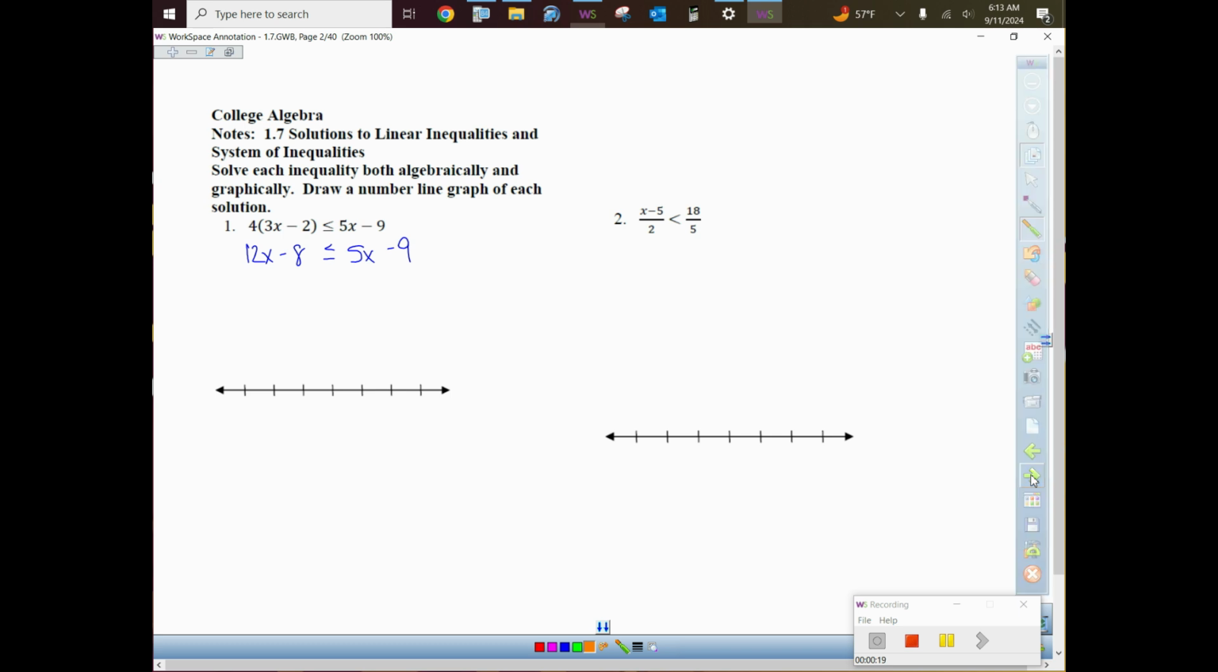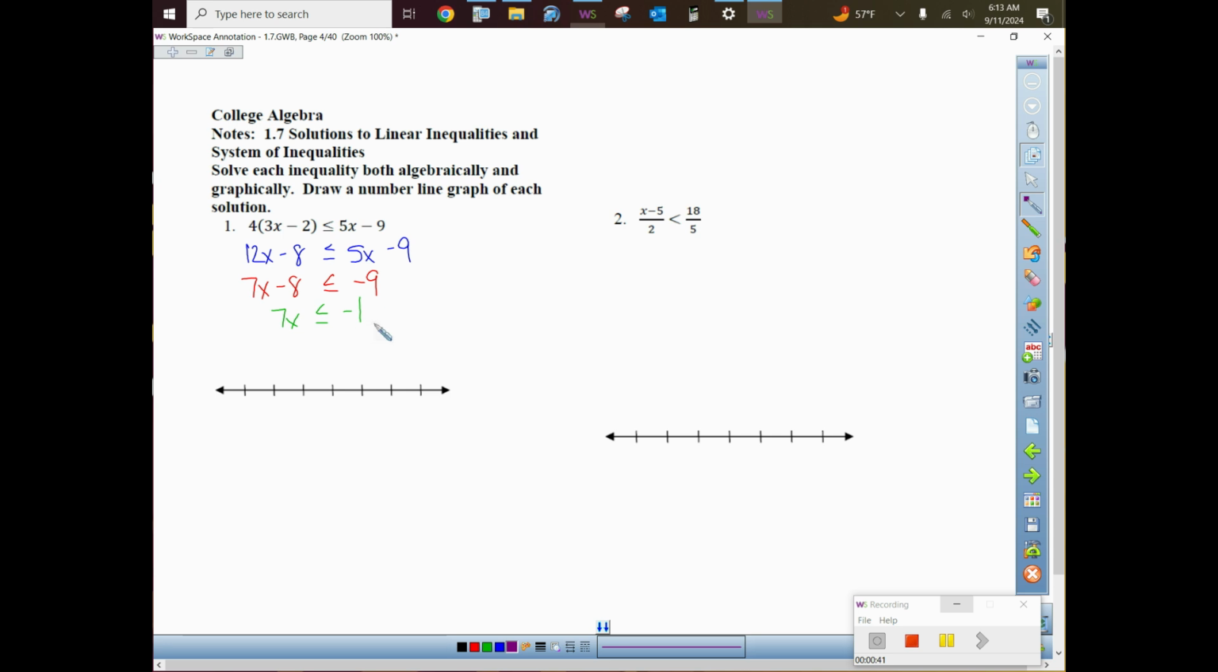And then I like to move my x's over to the left side in that situation. So doing so, I would subtract 5x and get 7x minus 8 less than or equal to -9. Remember, sometimes this symbol has to switch, as if you were to multiply or divide both sides by a negative. So I did not do that. Then I want to add 8 to both sides, excuse me. And then, of course, divide by 7.